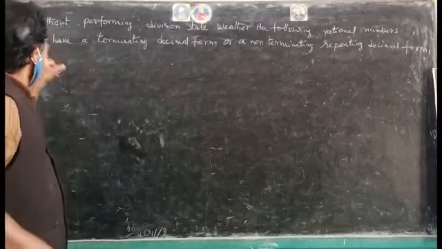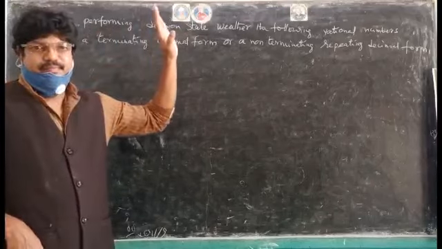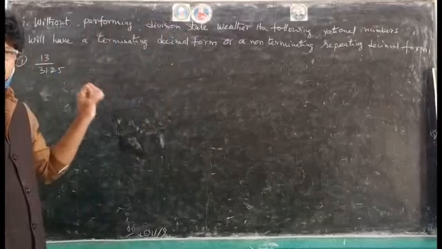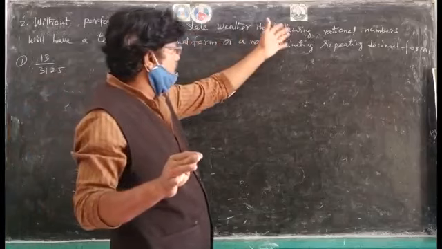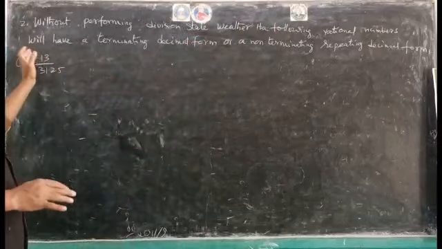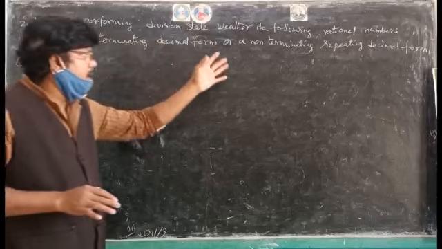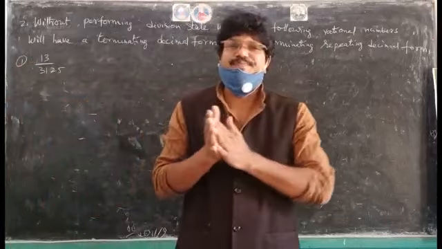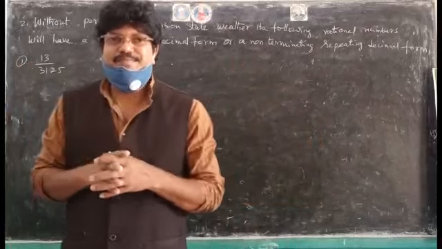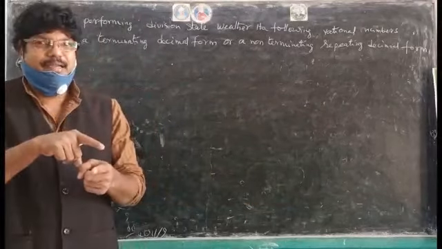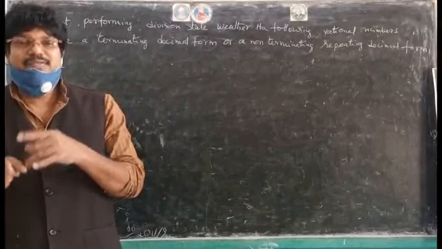The second one: without performing division, state whether the following rational numbers will have a terminating decimal form or a non-terminating repeating decimal form. We decide without division whether it is terminating or non-terminating. It's very simple.